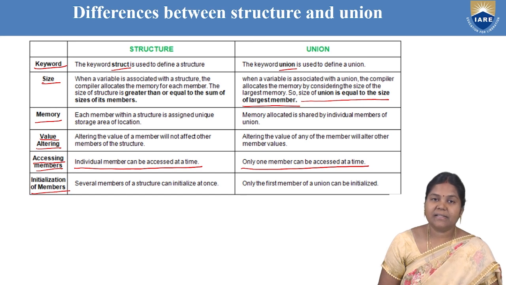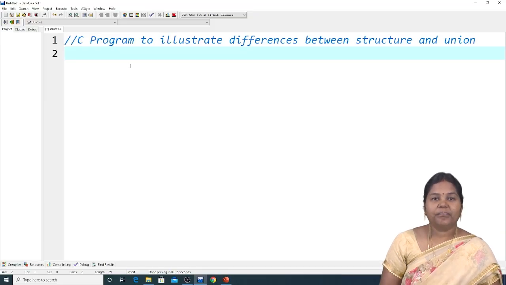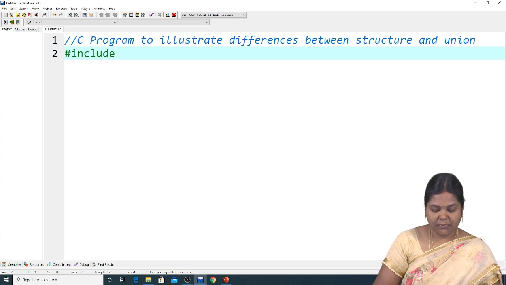Whatever differences we have discussed in structure and union, now let us write a program and understand step by step how a structure works, how a union works, and how to identify the differences between the structure and union. So, let us move on to the Dev C++ compiler and start writing a program on structures and unions. Now, we have shifted to Dev C++ compiler. Let us start writing a program to illustrate the difference between structure and union. For that, let us first write down the header file. So hash include stdio.h.